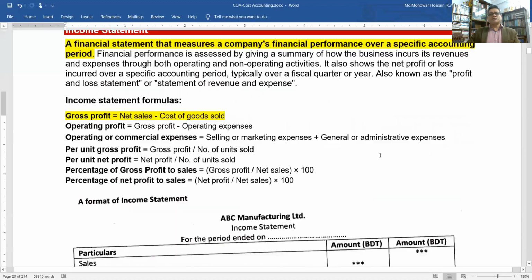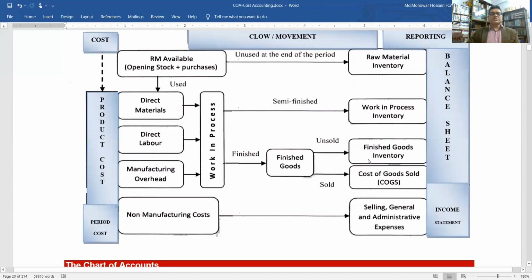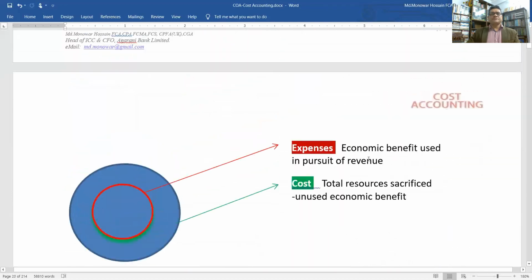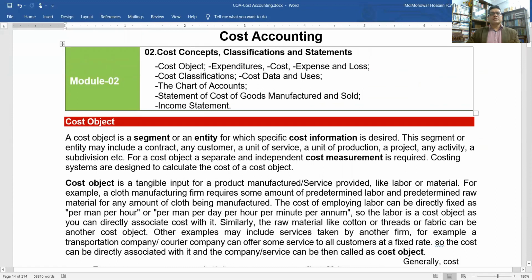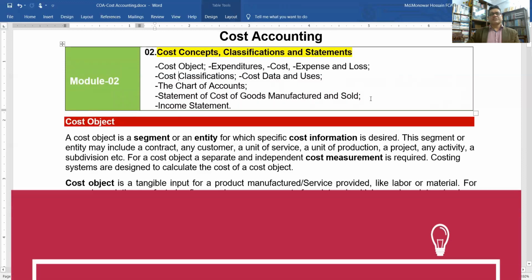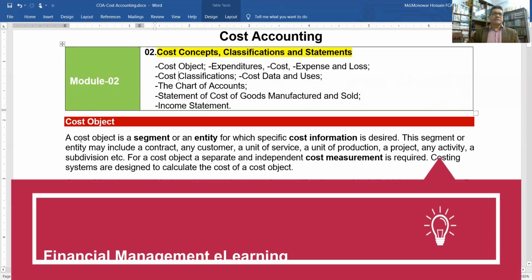So that's all today. So what we learned today, we learned the cost concept, classification, and statements. Here we learned cost object, expenditure, cost, expense, loss, cost classification, cost data, chart of account, estimating cost of goods manufactured and sold, and the income statement.